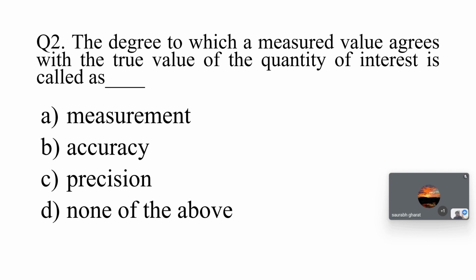So, the degree to which the measured value agrees with the true value of a quantity of interest is called as, it is not a measurement obviously. Accuracy is your correct answer. You have to go through the slides properly. Precision is different, and none of the others is wrong. So only this is your correct answer. Accuracy is your correct answer.